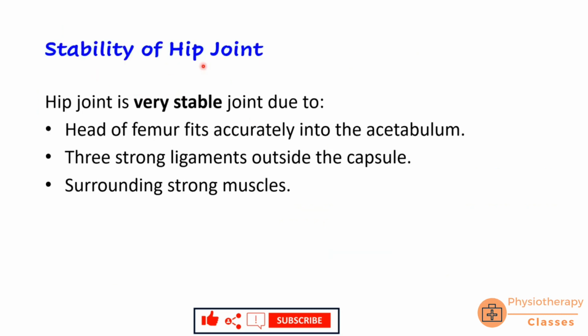As I said earlier, the hip joint is very stable. So how is it made stable? First is the head of the femur fits accurately into the acetabulum. The acetabulum is quite deep and it is further deepened by the presence of acetabular labrum. Then we have very strong 3 ligaments which support the capsule on its outer surface. We also have some small surrounding strong muscles which will also provide stability to the hip joint. Besides that, the atmospheric pressure also helps in maintaining the stability of the joint.